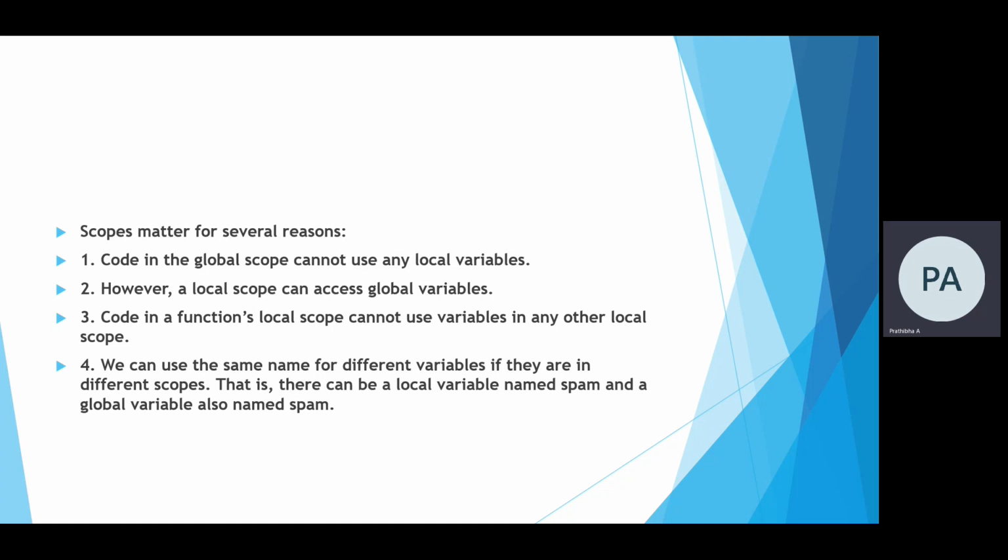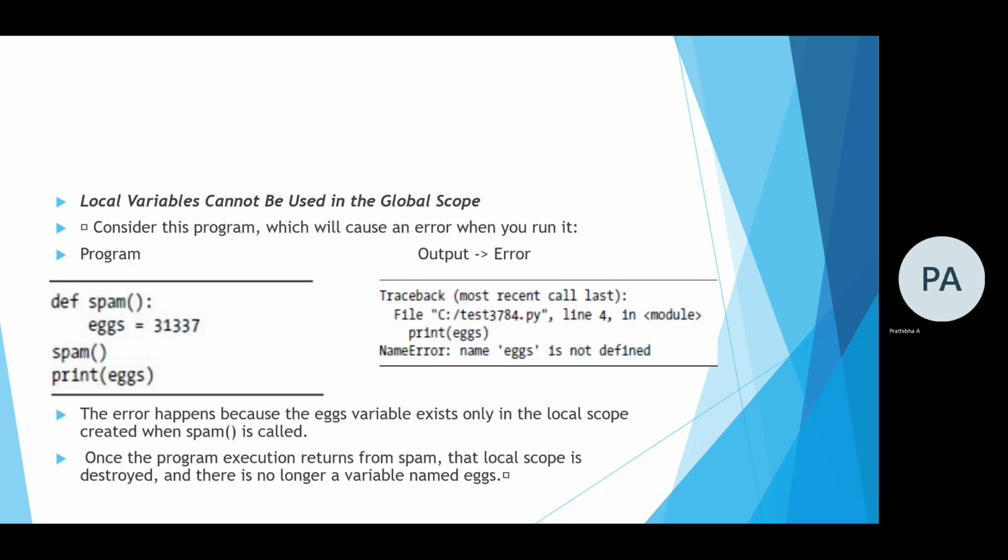Code in the global scope cannot use any local variables. However, a local scope can access global variables. So by keeping this in mind, we'll see examples. The first thing is that local variables cannot be used in the global scope.